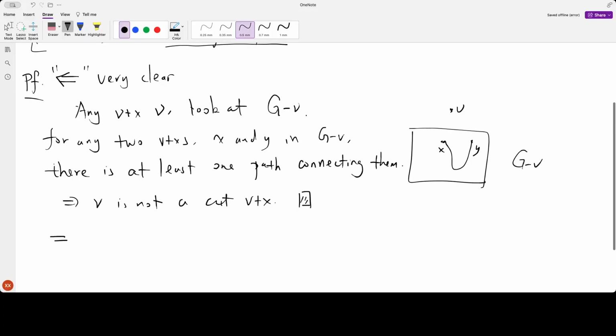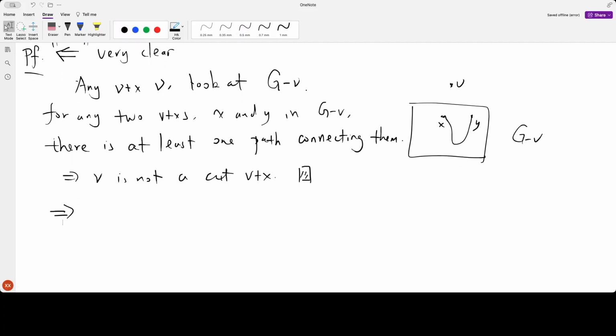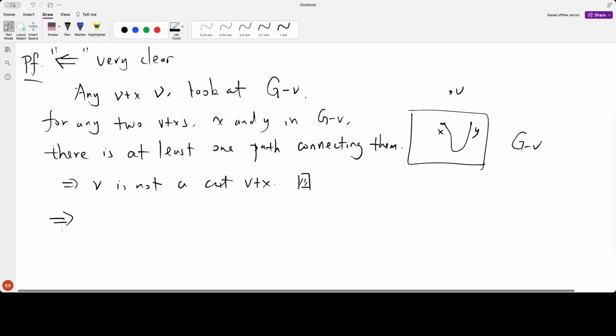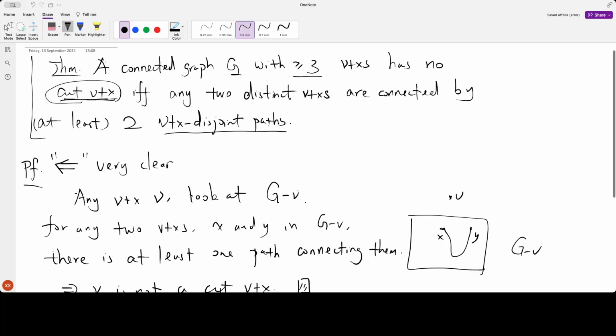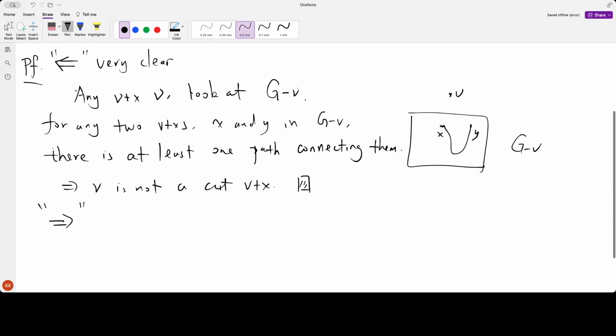Another direction is more difficult. What do we want to do in this direction? We want to prove that if the graph has no cut vertex, then for any two vertices, they can be connected by two different paths.